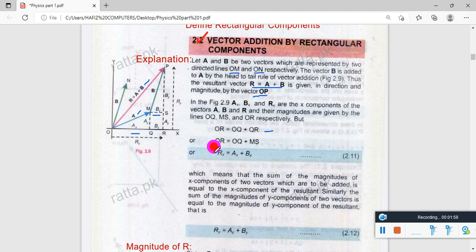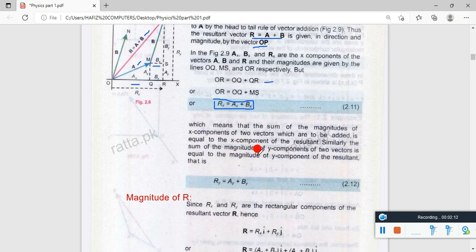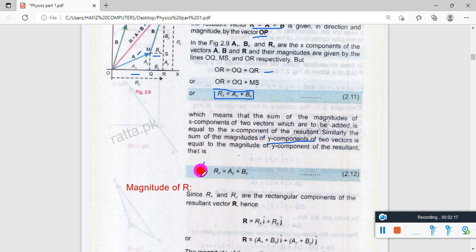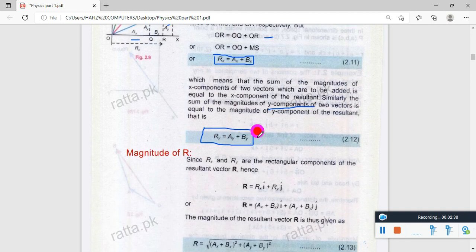Similarly, Rx, the x component of the resultant, is equal to Ax plus Bx, which means that the sum of the magnitudes of the x components of the vectors to be added is equal to the x component of the resultant. Similarly, the sum of the magnitudes of the y components of the two vectors is equal to the magnitude of the y component of the resultant R. This is the y component of vector B, this is the y component of vector A, and the resultant is in this direction, Ry. So Ry is equal to Ay plus By.